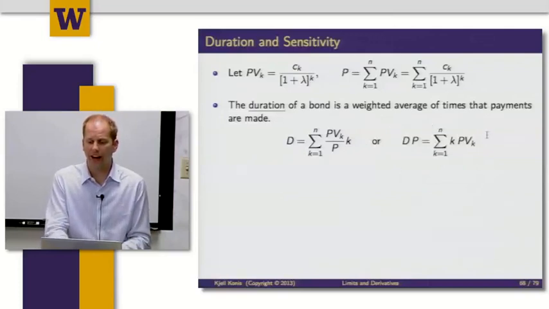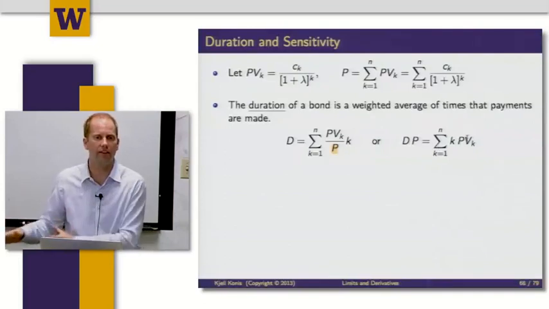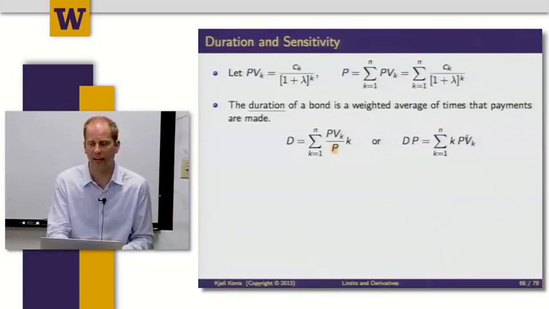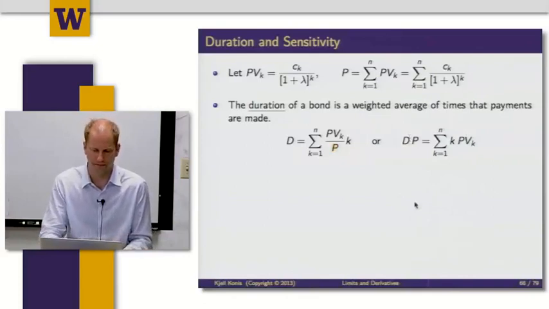And then another thing I can do is just take this P out of the denominator here and put it on the left side of the equation. I'm just doing this because this sum of K times PVK is going to be something that falls out of a calculation later, and I'm going to want to be able to replace that with duration times price.